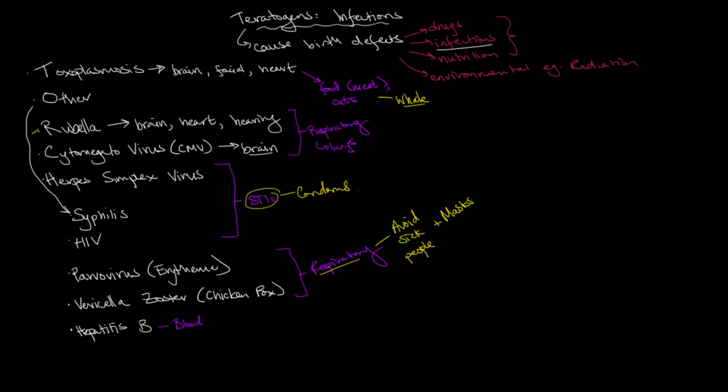The other big one is vaccines. So rubella, varicella, and hepatitis B all have vaccines available. But unfortunately, chickenpox or varicella zoster, as well as rubella, these are unfortunately live vaccines. This one's also a live vaccine.